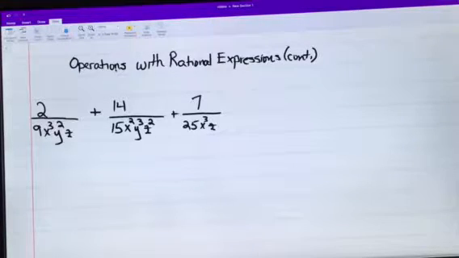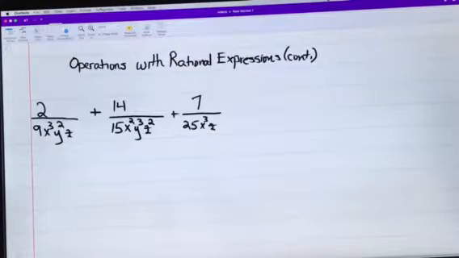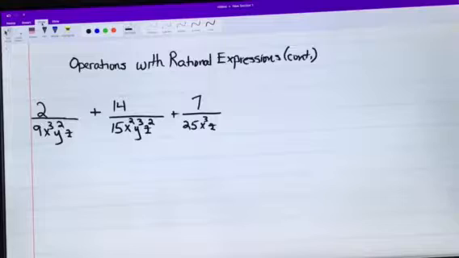Okay, so in continuing with operations with rational expressions, here we have three ratios that have unlike denominators but have similar factors. Now, in looking at the denominators, if I'm looking for the least common denominator, we have for the first denominator 9x cubed, y squared, z.